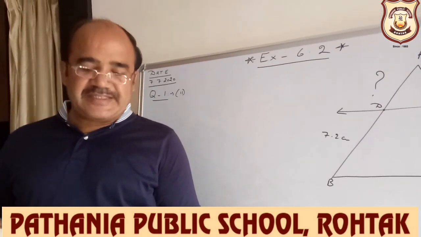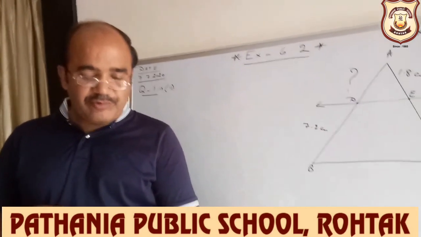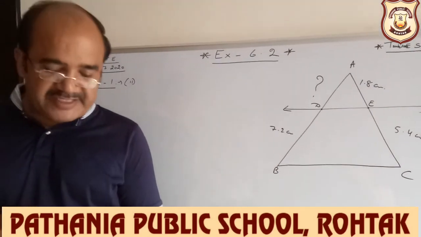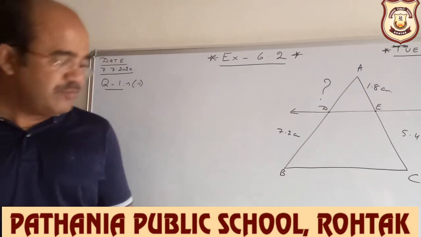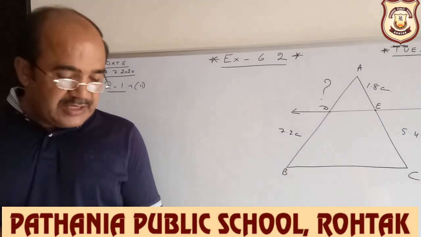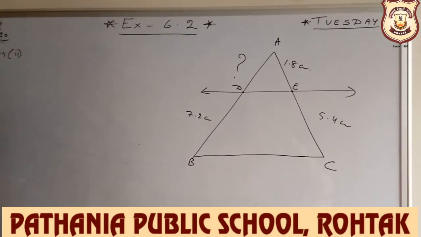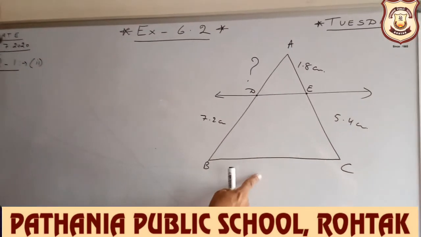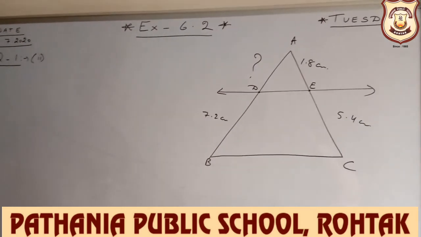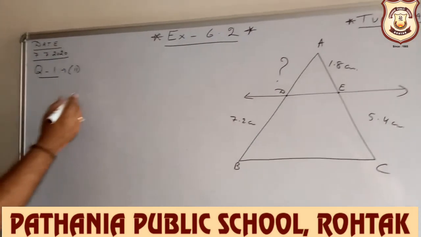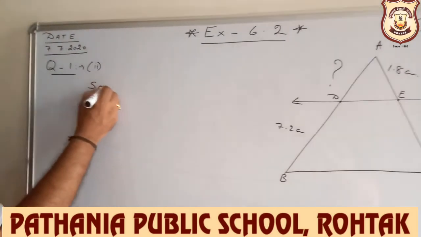Now see exercise 6.2, question number 1. There are two parts in this. I am explaining the second part to you. In this figure, DE is parallel to BC. We need to find AD. So start with this solution.